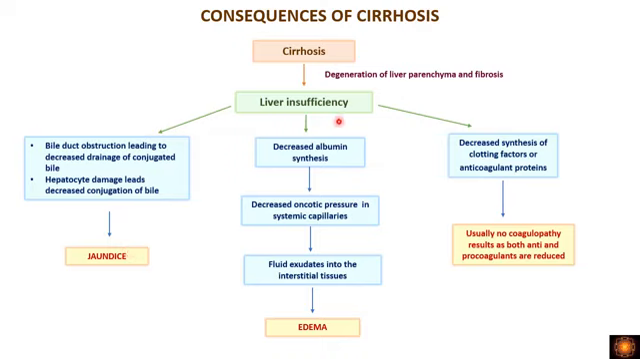Another function of the liver is that it produces albumin. So when the liver is not normal, the synthesis of albumin is reduced. When albumin decreases, there is a decreased oncotic pressure in the systemic capillaries. So this causes the exudation of fluid into the interstitial tissue. That causes the edema. Another important thing is there is also a decrease in the synthesis of clotting factors and the anticoagulant proteins. But as both are reduced, there may not be much coagulopathy, because both anticoagulants and procoagulants are reduced. So these are the effects of liver insufficiency. We have encephalopathy, jaundice, and edema.